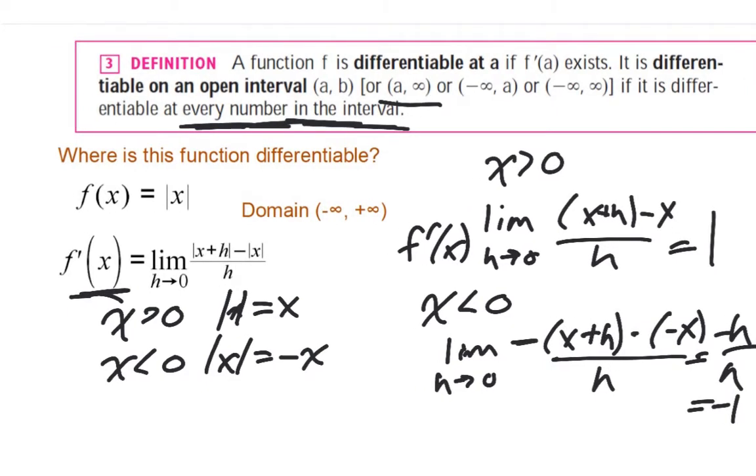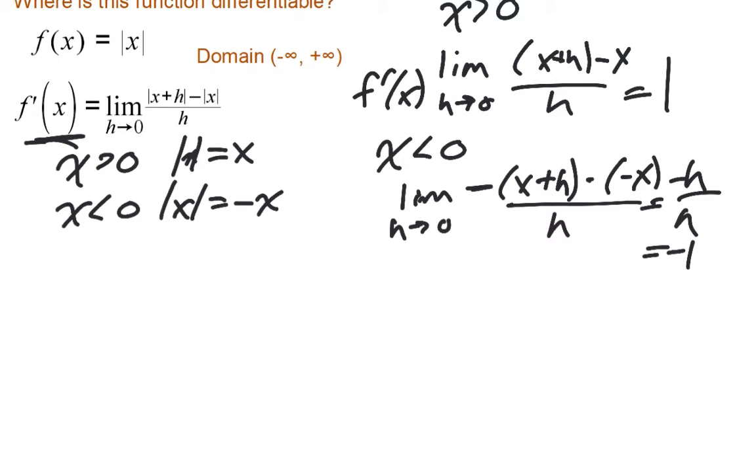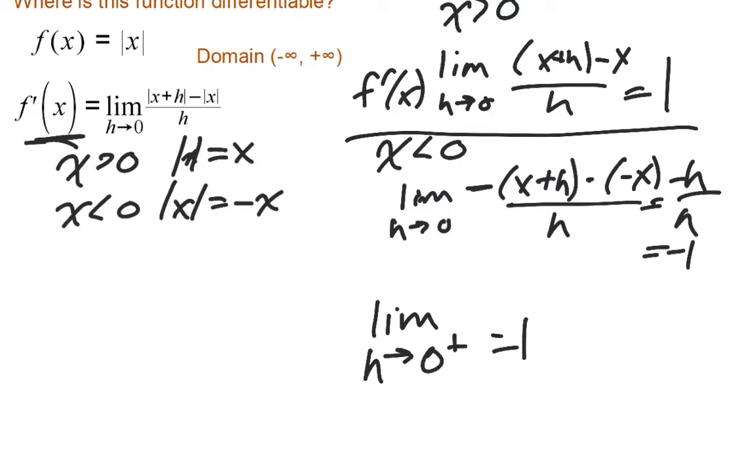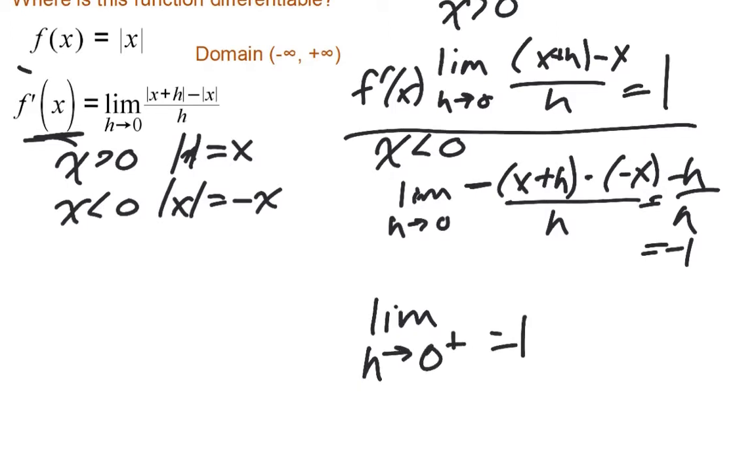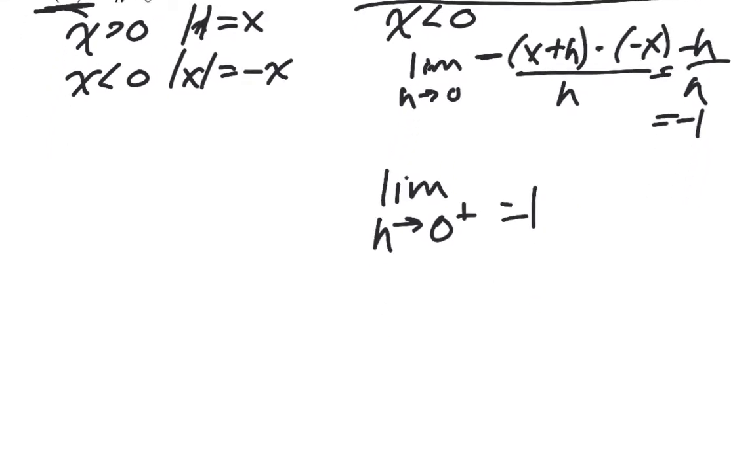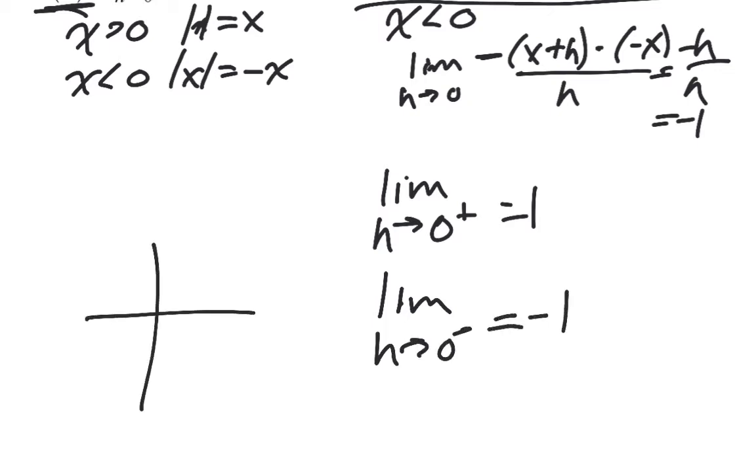So what that tells me is that there's a left-handed and a right-handed limit. The limit as h goes to 0 from the positive side is equal to 1, but the limit as h goes to 0 from the negative side is equal to negative 1. So if I were to draw the graph of the derivative, I would have this.